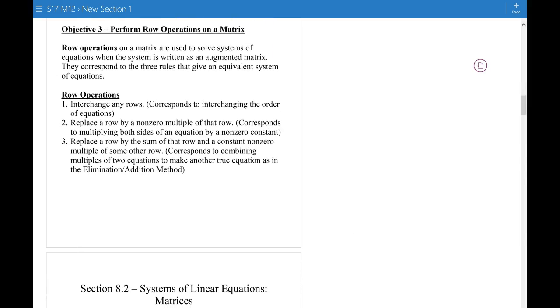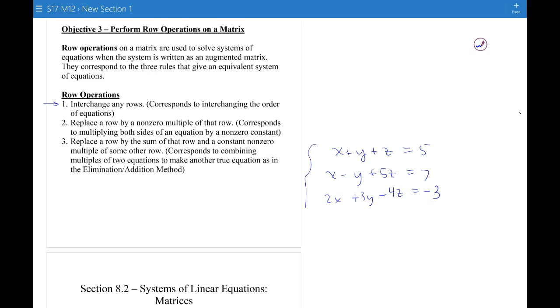So there's three kinds of row operations you can do on a matrix. And if you keep reminding yourself, these are really systems of equations. So this is a system of equations. And remind yourself that if we do things like interchange any rows, all we're doing is switching the order of the equations, and it should make perfect sense to you why you can do that and nothing changes. So switching the order of the equations in a system does nothing to change the solution.